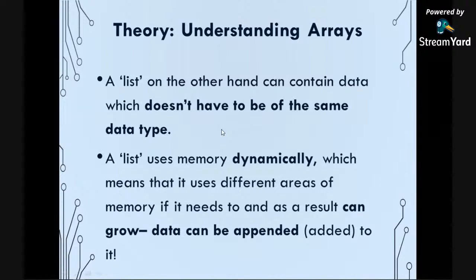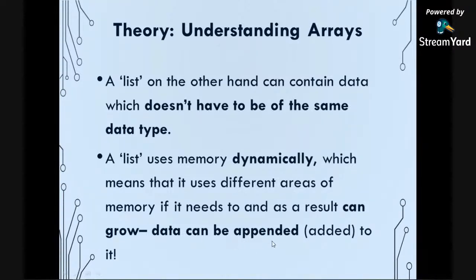On the other hand, a list contains data which doesn't have to be of the same data type, a bit like we mentioned earlier. We could have a list that has a string, a character, a Boolean, an integer, and even a float. Could have all of those things. A list uses memory dynamically. That means it uses different areas of memory if it needs to. This means it can grow. We can, this is a special word here, append data to it. Append just means add, but it's a special word in computer science that you need to know, append.